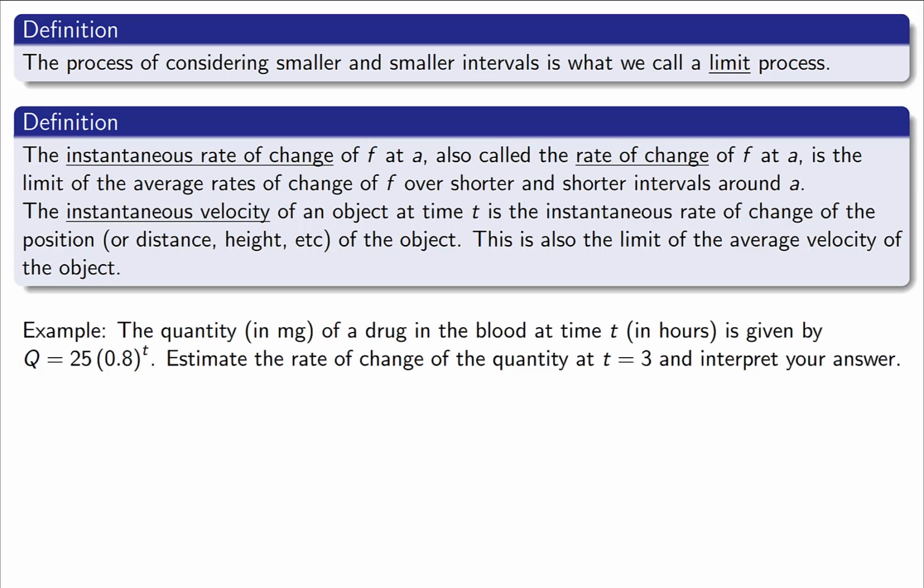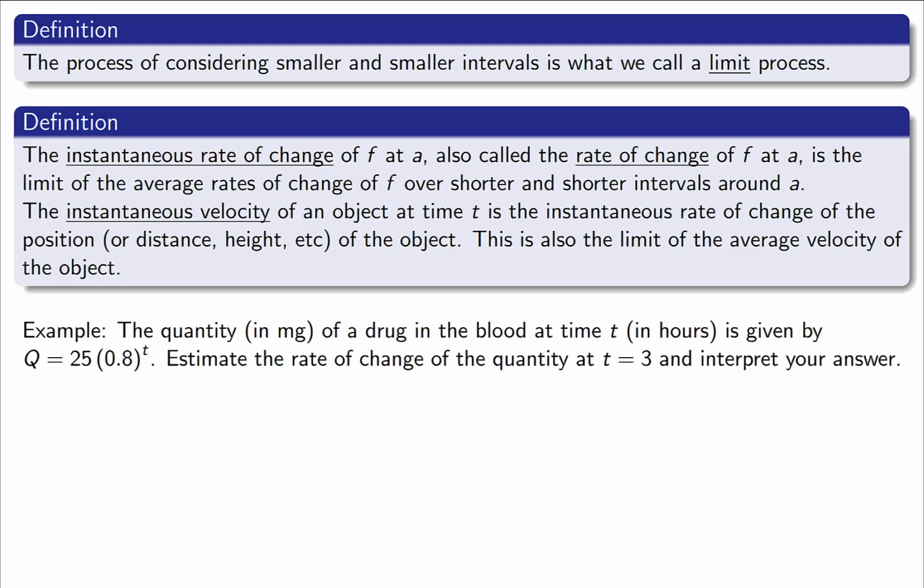This process that we just described is what we call a limit process, of taking smaller and smaller intervals and considering something you're trying to calculate. So what we'll define is the instantaneous rate of change of a function at some point a. Sometimes we'll just call it the rate of change rather than the instantaneous rate of change, not to be confused with the average rate of change. To get this, we'll look at the limit of these average rates of change as we make the intervals around a smaller and smaller. And then the instantaneous velocity would just be that instantaneous rate of change for the position over time. Same idea as what we did with average velocity, with distance over time.